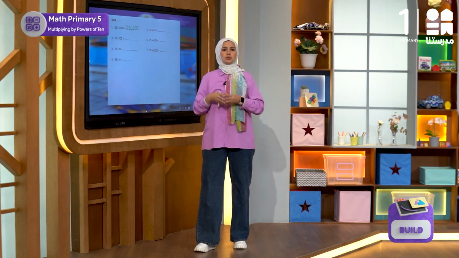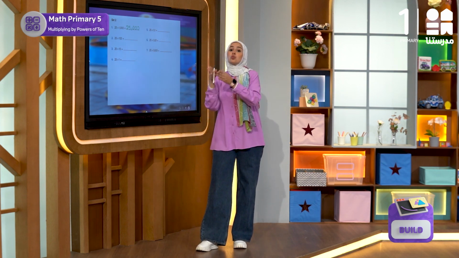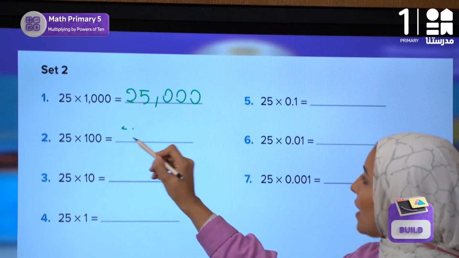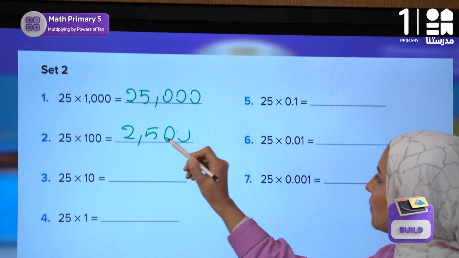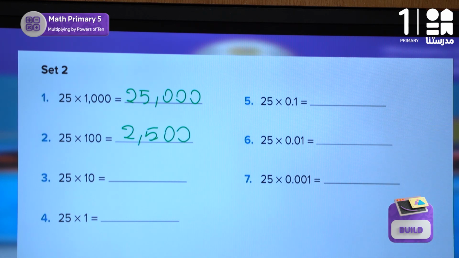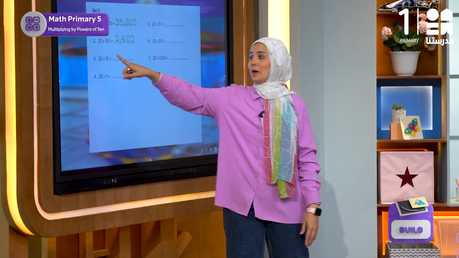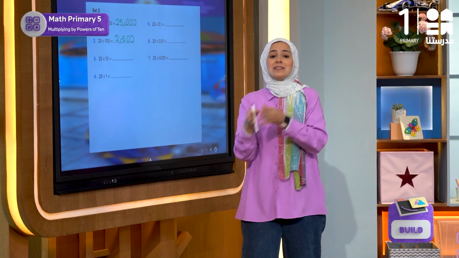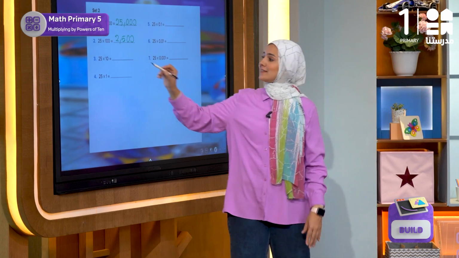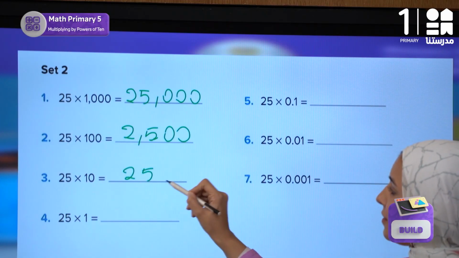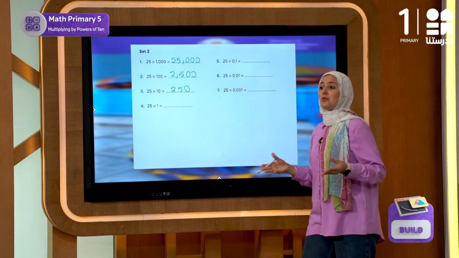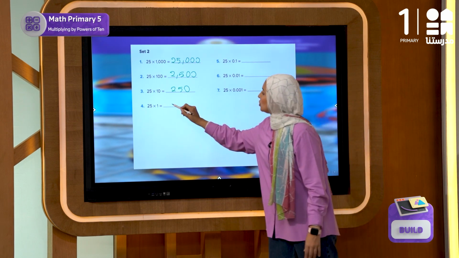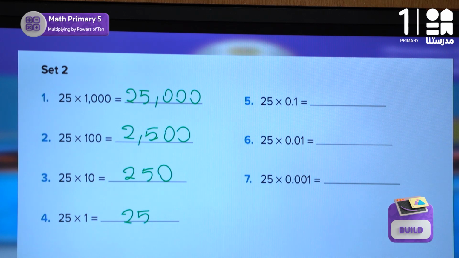25 times 100. This is equal to 25 hundredths, which is expressed as what? 2,500. Okay, now what comes next? We have 25 times 10, and that is equal to what? 25 tenths, and we can write it as 250. Then what do we have? 25 times 1, and this is equal to 25.